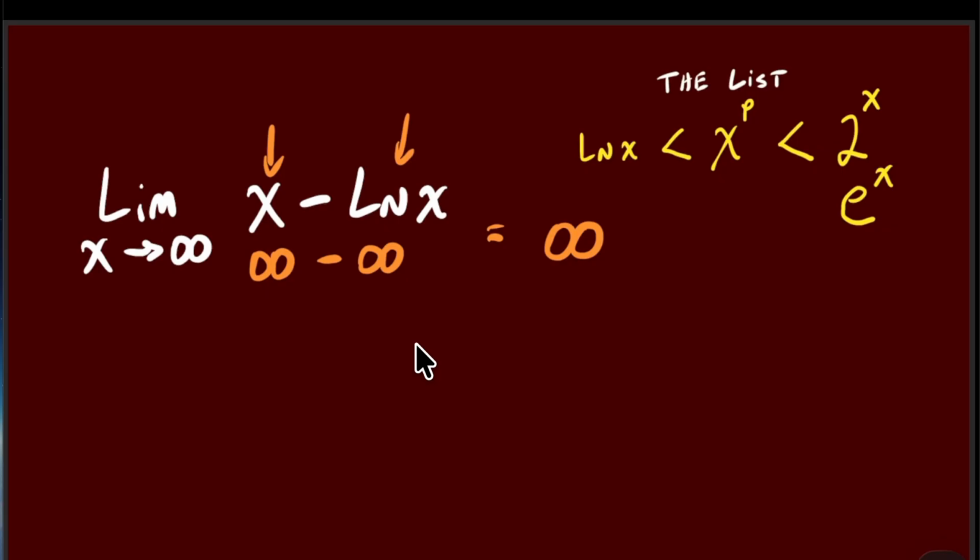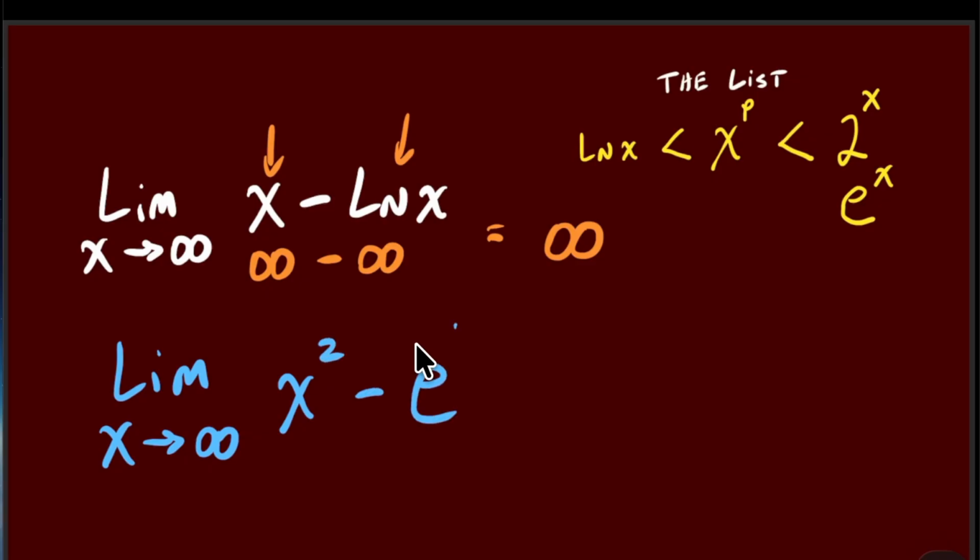However, if we have a reversal, suppose we have the limit as x approaches infinity of a slower function first. Let's say we have x squared minus e to the x. This is going to be slower than e to the x.